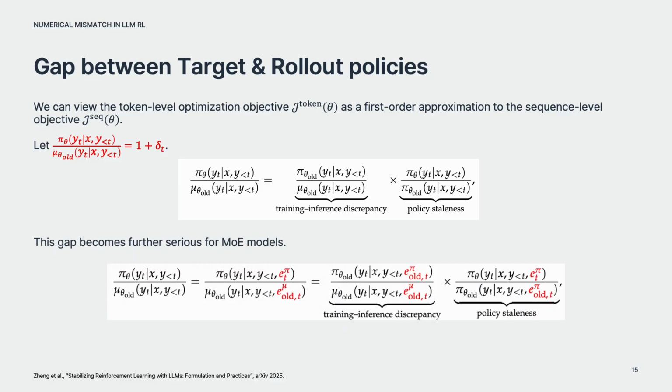While we do not focus on this in this seminar, the mismatch can be even more serious in mixture-of-experts models. In such models, different numerical computations may trigger different experts, causing the conditioning experts in each importance ratio to diverge and making the problem more complex.